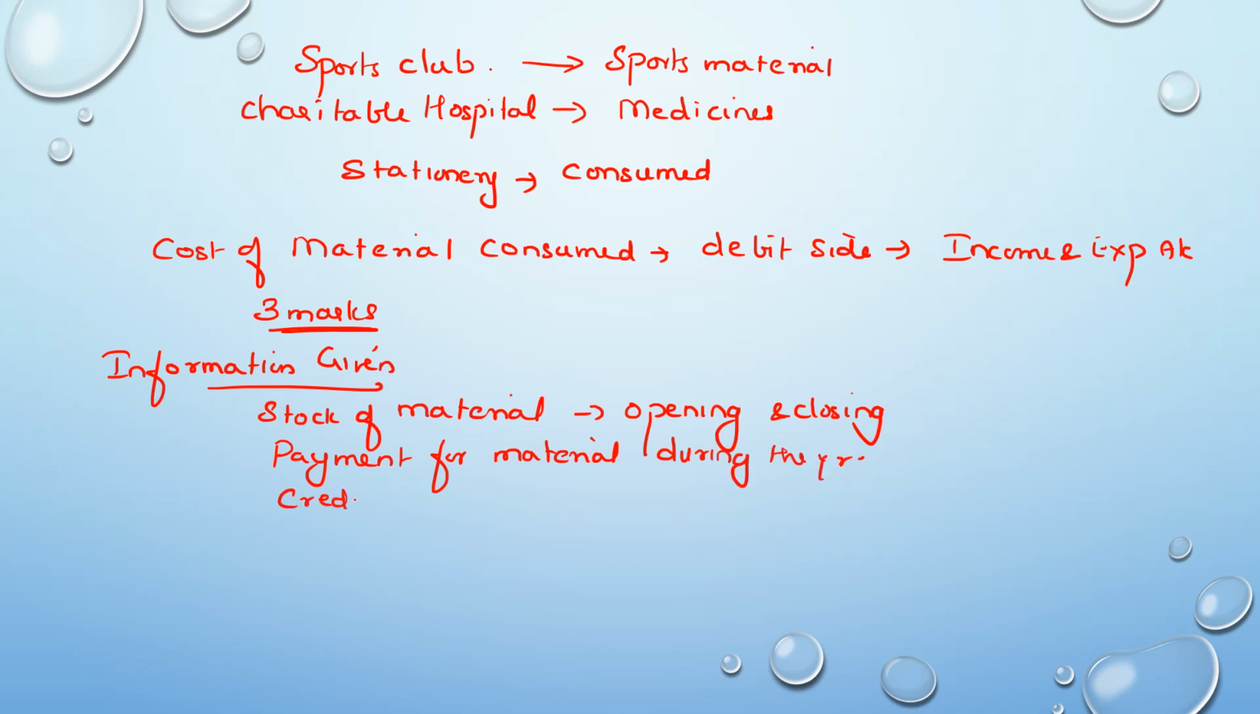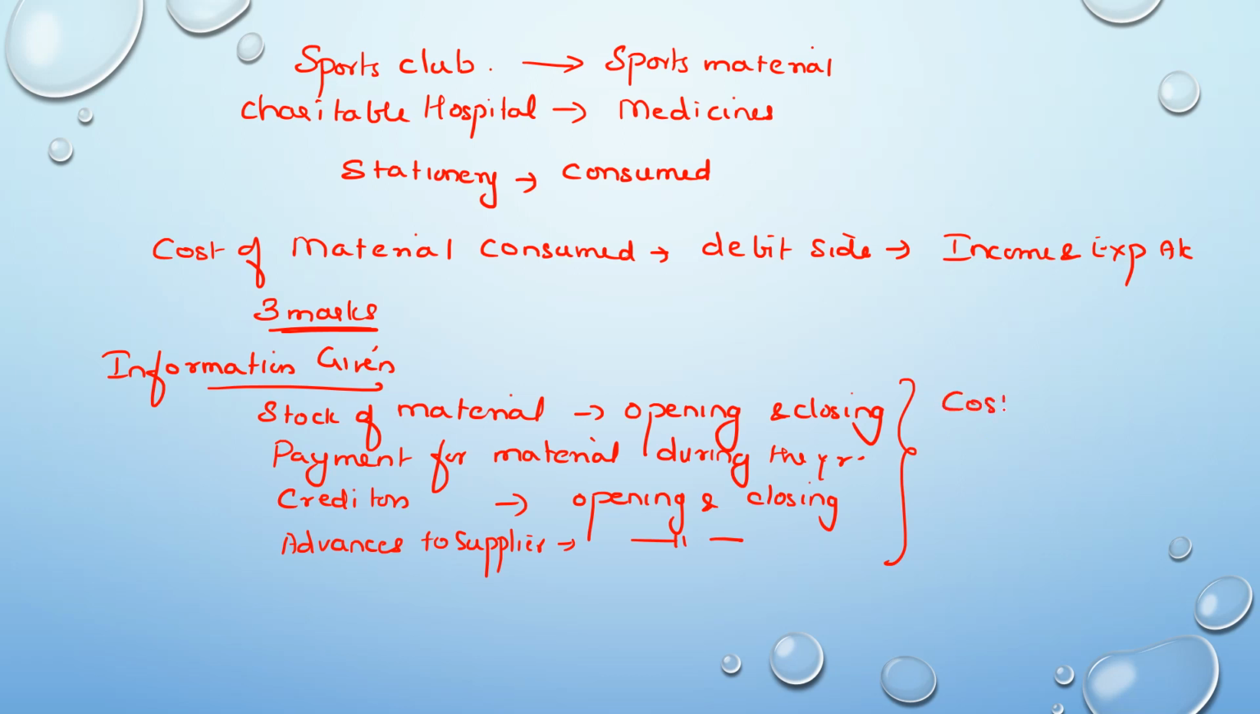There would be the balances of creditors both at the beginning of the year and at the end of the year. So both the opening and the closing value would be given. Sometimes even the advances that are given to these suppliers, both the opening and the closing, might also be given. Using this information, we would be calculating the cost of material consumed during the year. Now, how do we go about computing this particular cost of material consumed during the year?